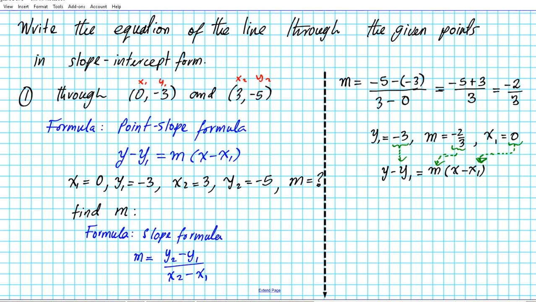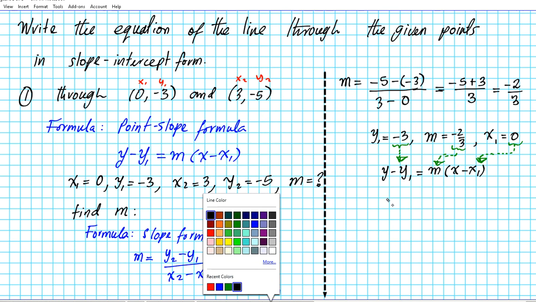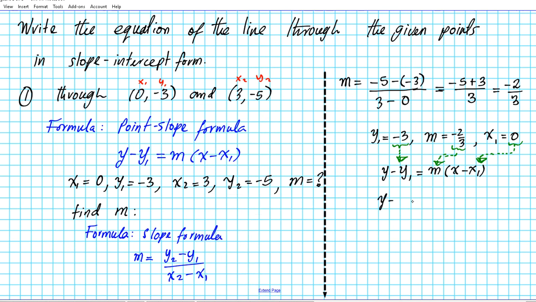Let's go ahead and carry out the substitutions and see what we get as a result of that. If we carry out the substitutions, we're going to have y minus y1. Notice it's negative and we have a sign here, so we use a parenthesis. Y minus negative 3 equals m, negative 2/3, times x minus x1, which is 0.